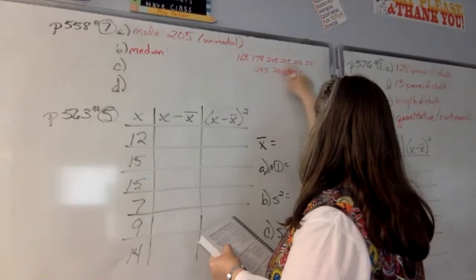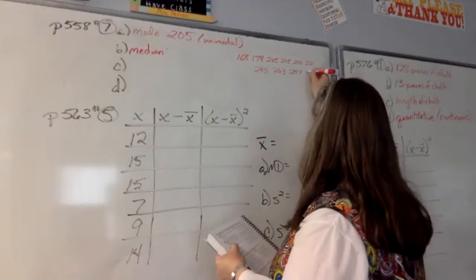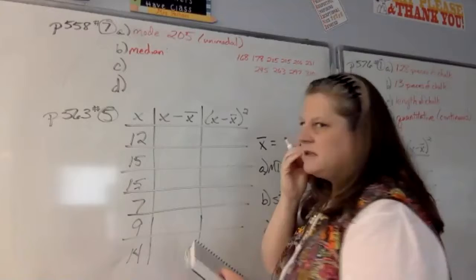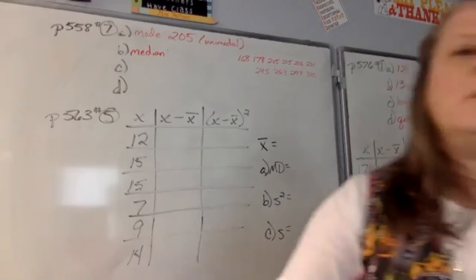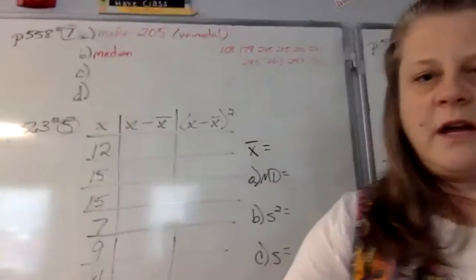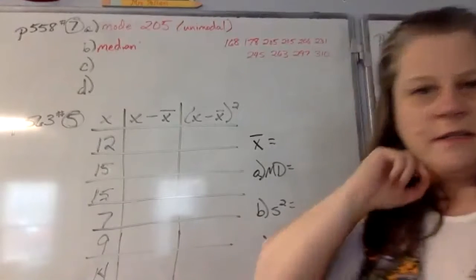1, 2, 3, 4, 5, 6, 7, 8. Oh, I left one out. Oh, 310. It had to be another one because it said 10 years. Okay. So all I've done is I took my numbers and I put them in order from least to greatest. Because if I'm trying to find the median, I have to have them in order from least to greatest.